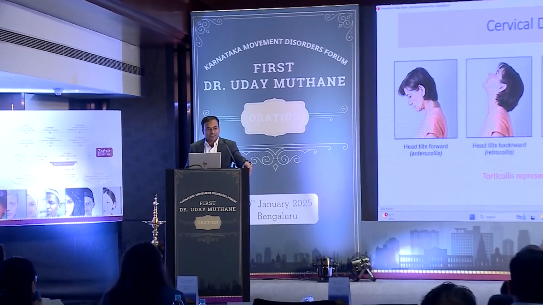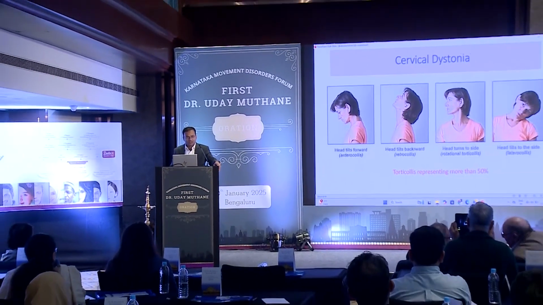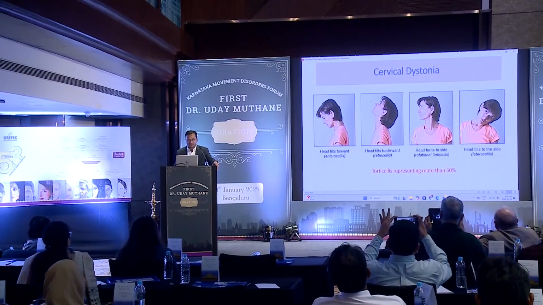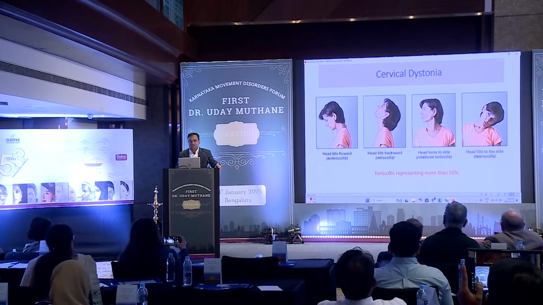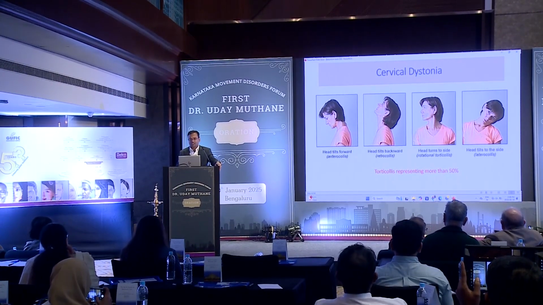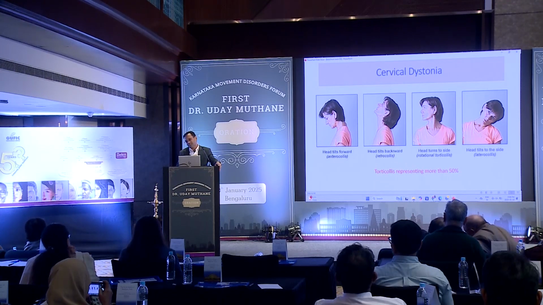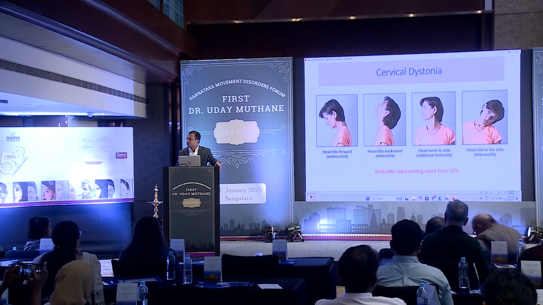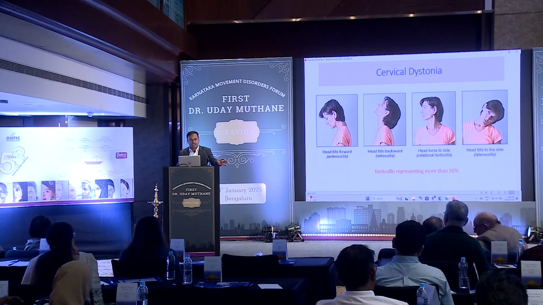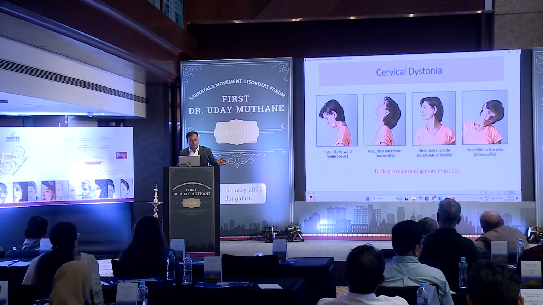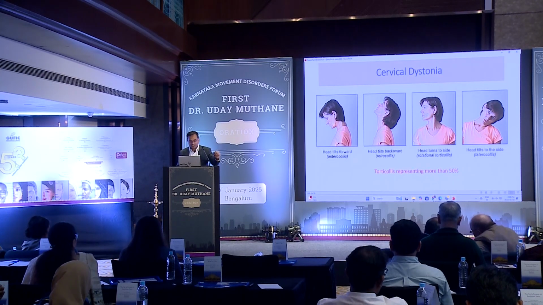Classically, we divide cervical dystonia into 4 types. If the head is tilted forward, it is anterocollis. If the head is tilted backwards, it is retrocollis. If the head is tilted to the sides, it is laterocollis. If the head is turned, it is torticollis. More than 50% of the time, we have torticollis, and any combination can be there.